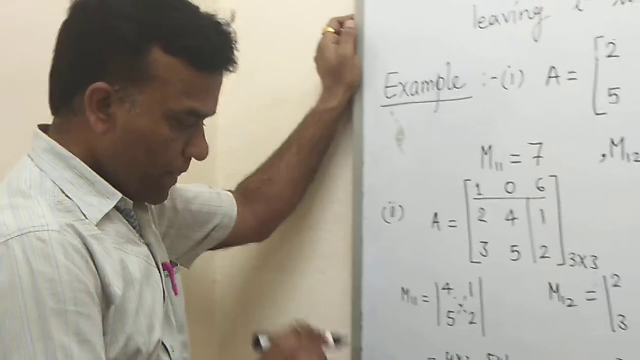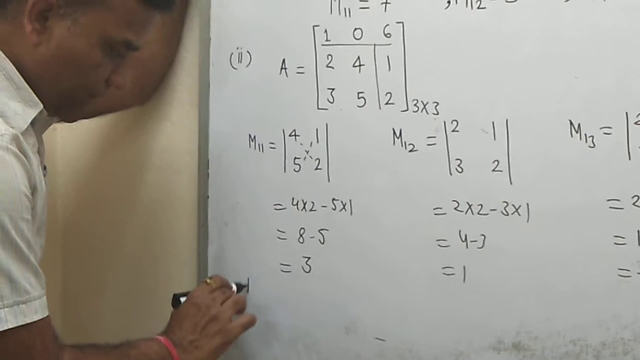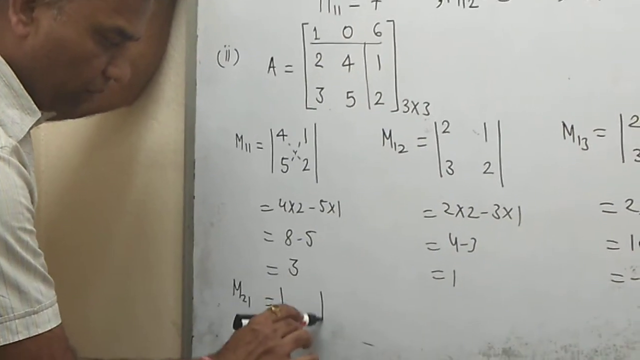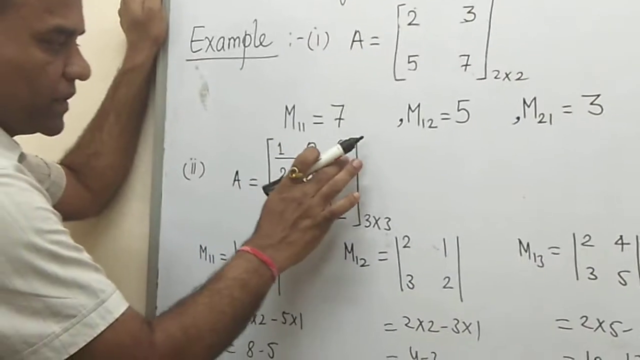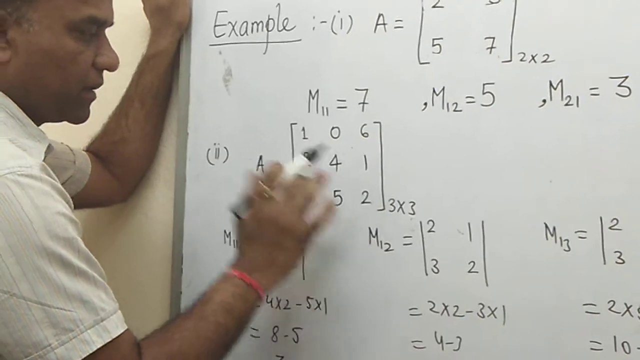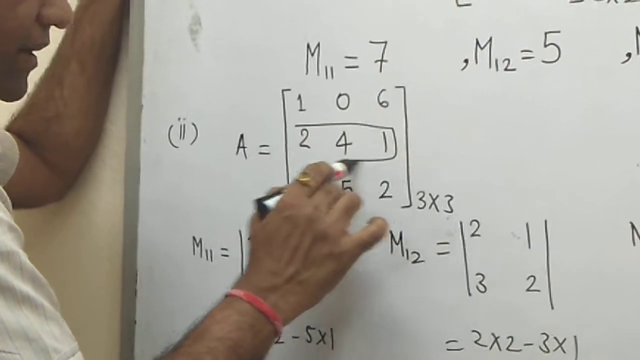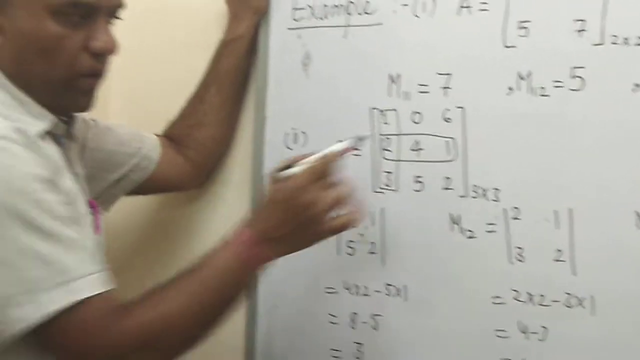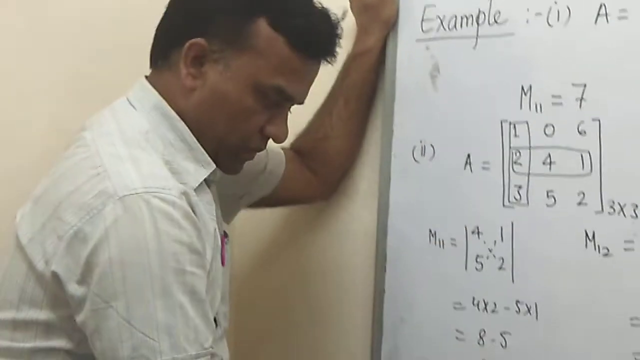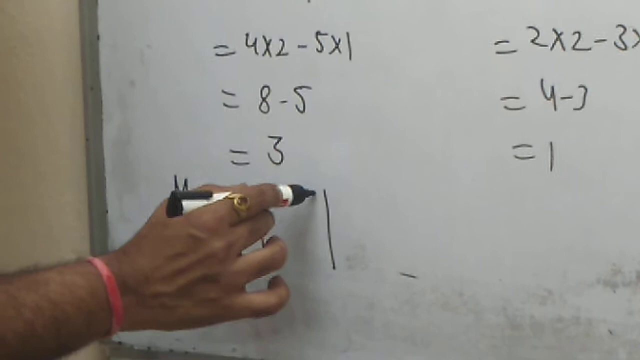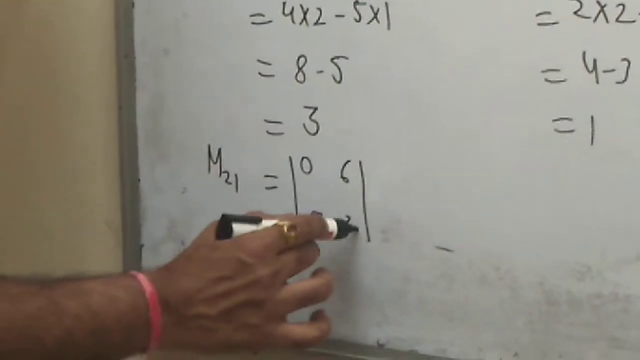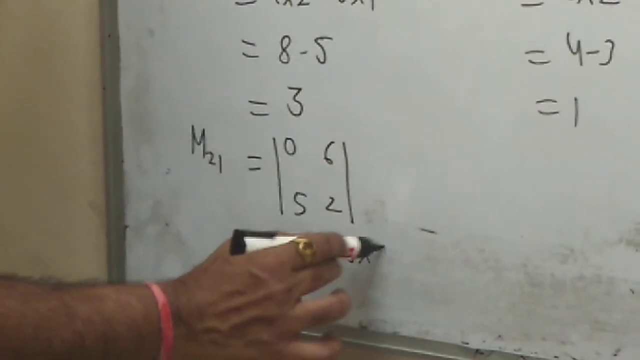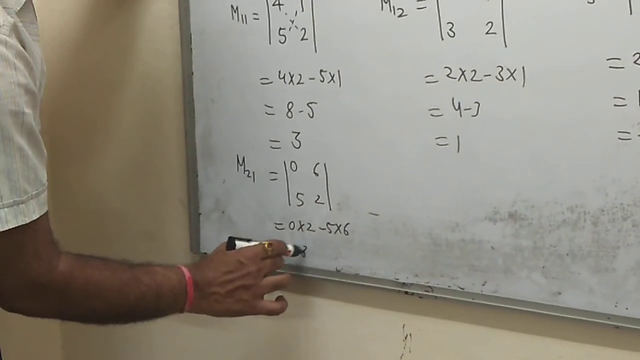Similarly, you find M21. M21 means second row, first column. This is the second row, and now you ignore the first column. So what is remaining? 0, 6, 5, 2. So the answer is 0 into 2 minus 5 into 6. So the answer is minus 30.